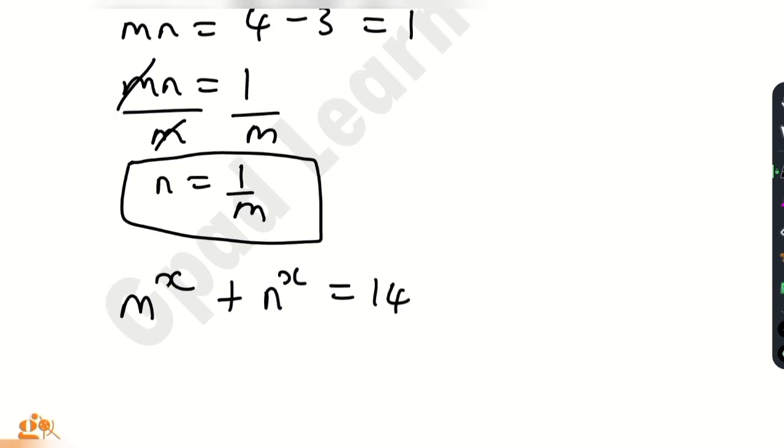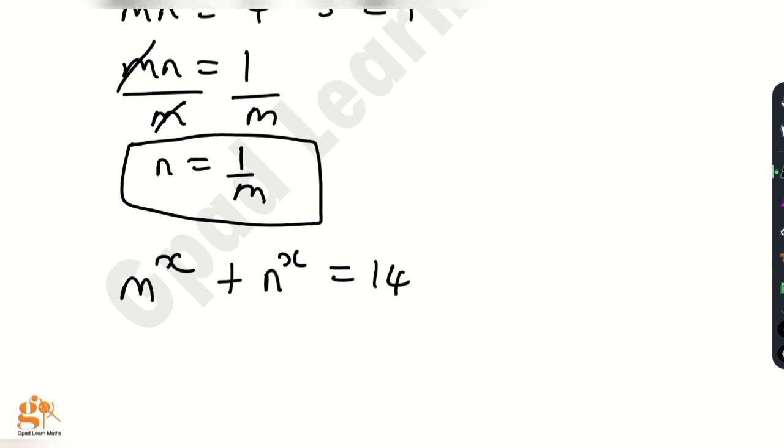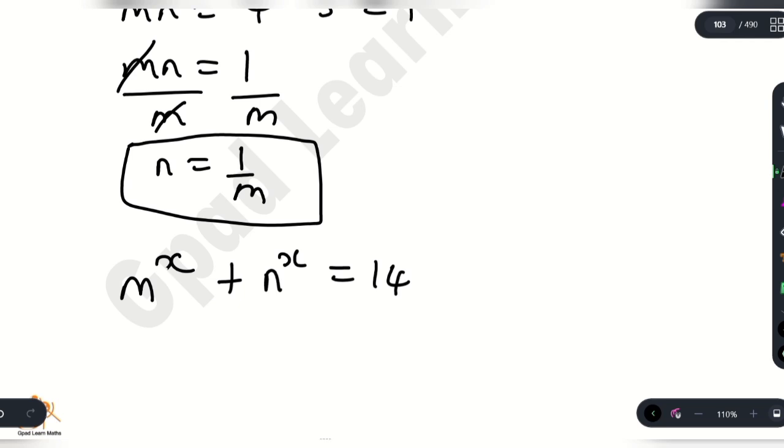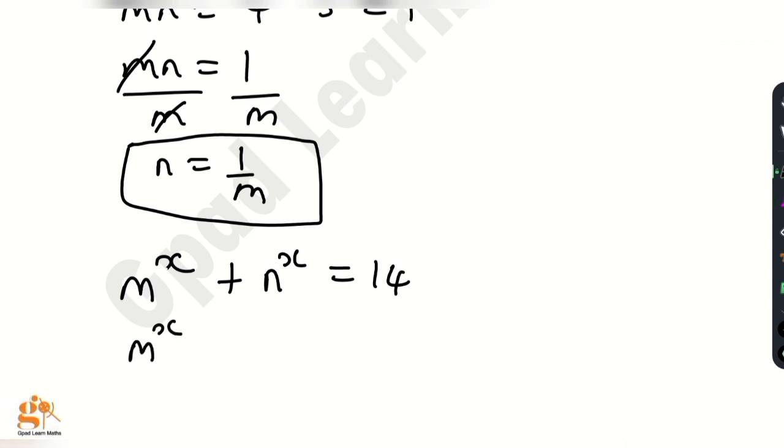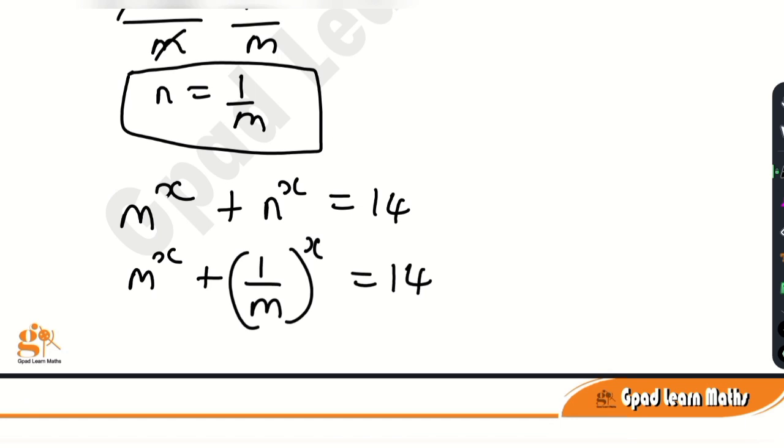But we already know that n is equal to 1 over m from what I wrote here. See, from this now, n is equal to what? 1 over m. I am going to replace it here. So I'm going to write m raised to the power x plus, no longer n now, it's going to be what? (1 over m) all raised to the power of x is equal to 14. Now it will be easy to work this out because we just have m, a single variable, though we still have our x here, but not to worry, we are going somewhere with this.